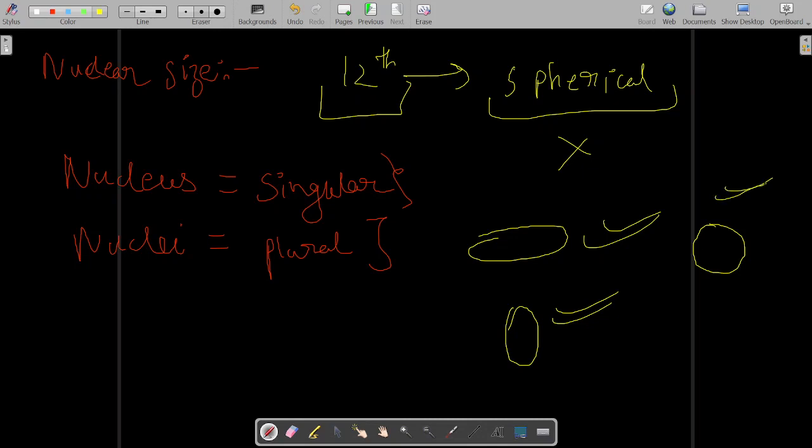Out of those, spherical is the most common shape of the nuclei. The other two shapes, oblate and prolate, are not very common, but the majority of nuclei are spherical in shape. Whenever I draw like this, it is not a circle. You should imagine it in 3D, like a ball.